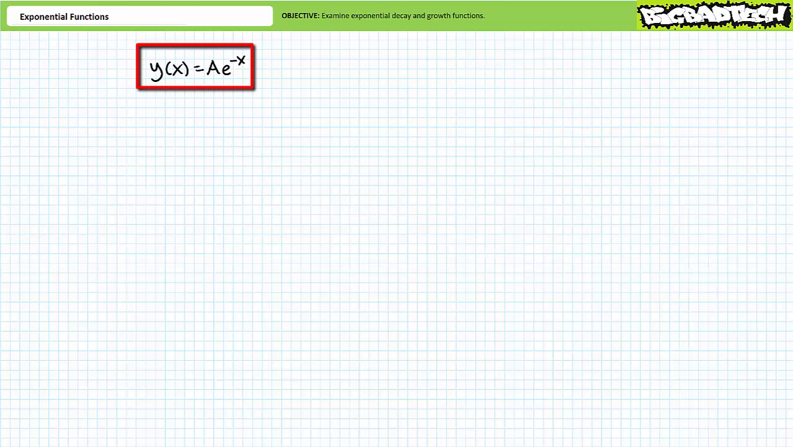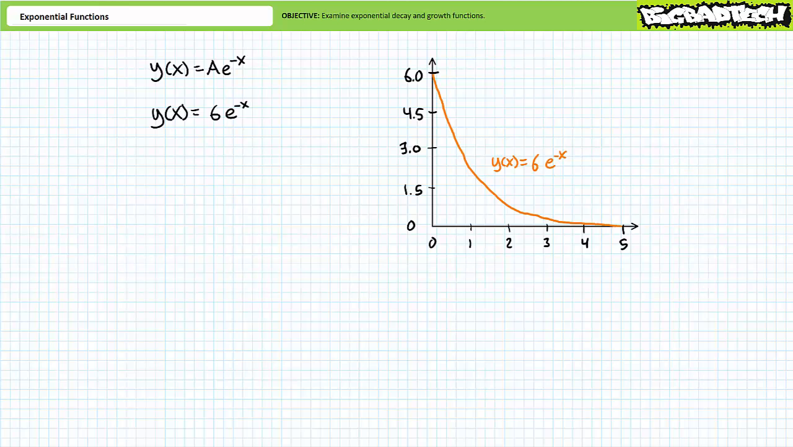What happens if I put a constant in front of the exponential function, as in y of x equals a times e to the negative x? The answer is not much. Just multiply the result of the exponential times the constant a. For example, consider the expression y of x equals 6 times e to the negative x.